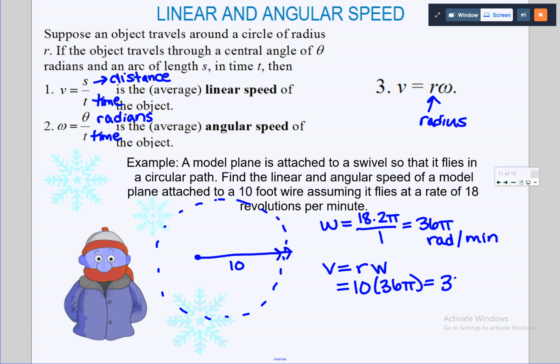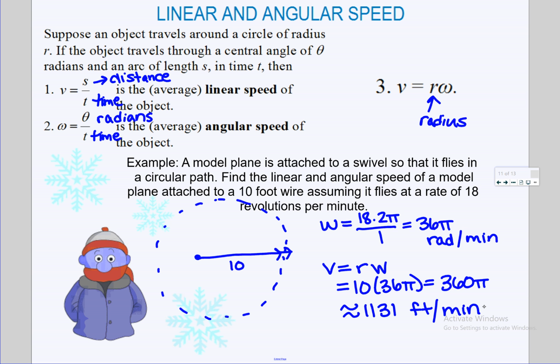So the exact answer here is 360 pi, but we wouldn't say something travels that fast in a line. We would get the decimal approximation. So 360 times pi gives me approximately 1,131 if I round to the nearest whole number. And then that's a distance divided by a time. The distance here is measured in feet, because that's how long the wire was, divided by the time unit we have, which was minutes. So feet per minute, 1,131 feet per minute is how far that's actually traveling if it were allowed to go in a line.